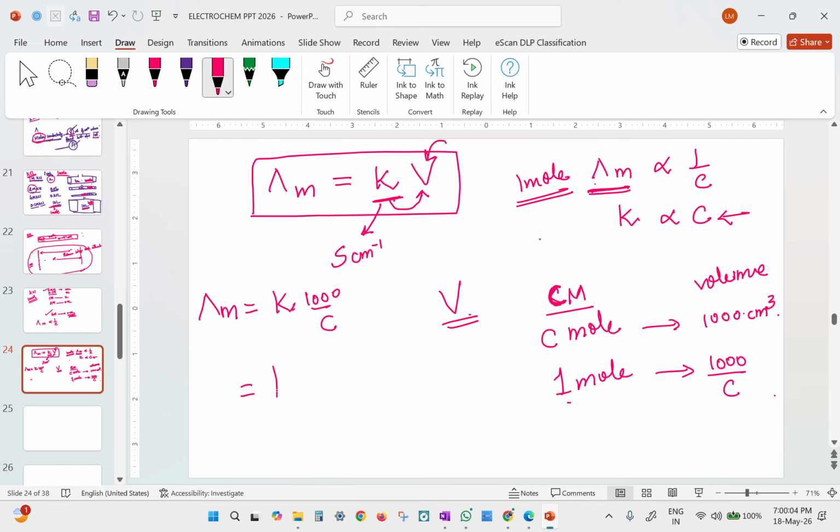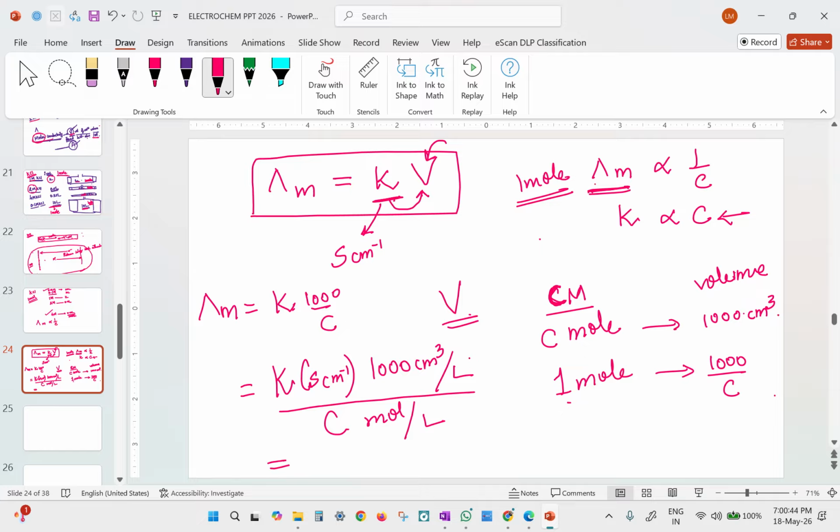Kappa is expressed in Siemens per centimeter. This is 1000 centimeter cube per liter and concentration in C moles per liter. Is that fine? So why am I bringing per liter? I could have written it like this also, nothing wrong. But I'm just saying that in 1 liter, I will have 1000 centimeter cube, and in 1 liter, I have C moles. Both are the same, no?